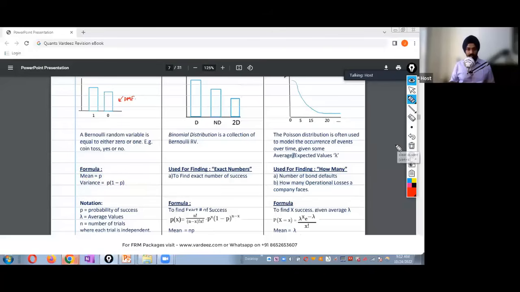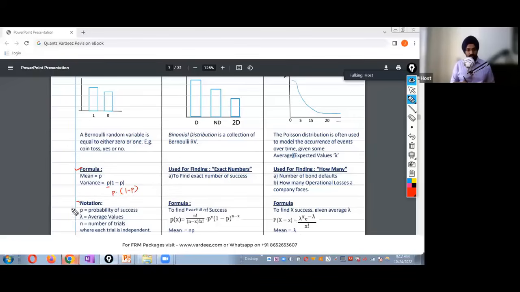What about the variance? Variance is P, the probability of success, multiplied by 1 minus P. What is 1 minus P? It is the probability of failure, because we just have two outcomes. If success is 60%, failure has to be 40%, right? So that's what we have in the Bernoulli.